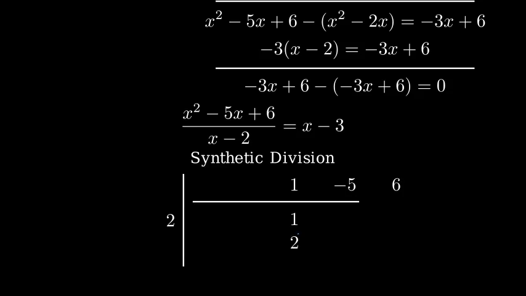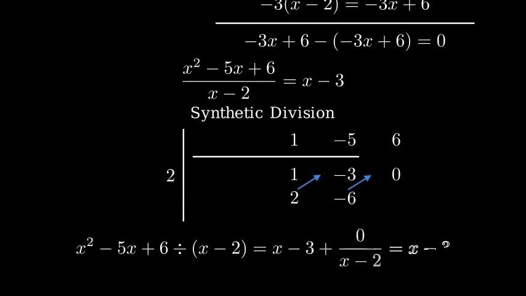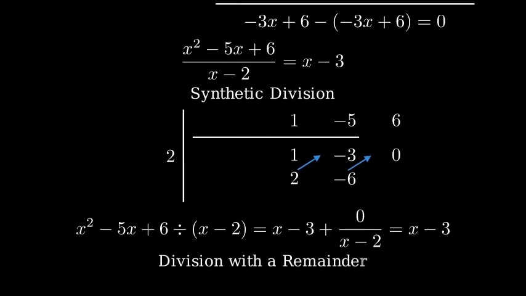Then we multiply 1 by 2 to get 2, and add it to negative 5 to get negative 3. Next, we multiply negative 3 by 2 to get negative 6, and add it to 6 to get 0. The bottom row gives us the coefficients of the quotient and remainder. So the quotient is 1, negative 3, or x minus 3, with a remainder of 0. Let's try one more example with a remainder.